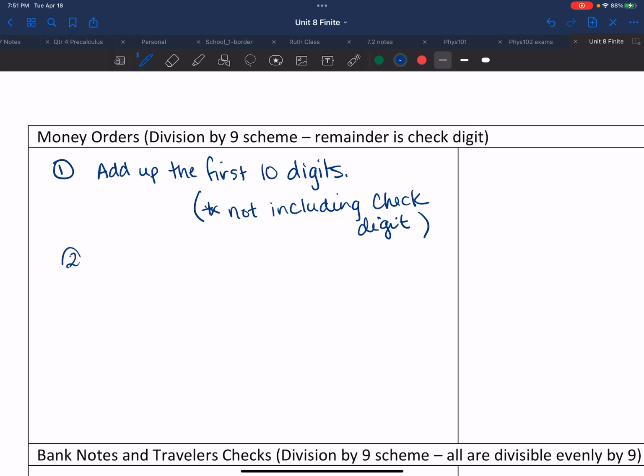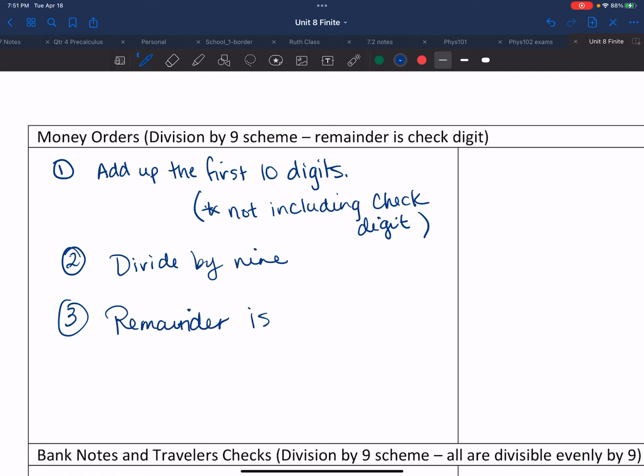Once you add up all of those, what you want to do is divide by 9. You're going to have to go old school on that because we need to know what our remainder is. And then the third step is that our remainder is the check digit. Okay, the remainder is the check digit.